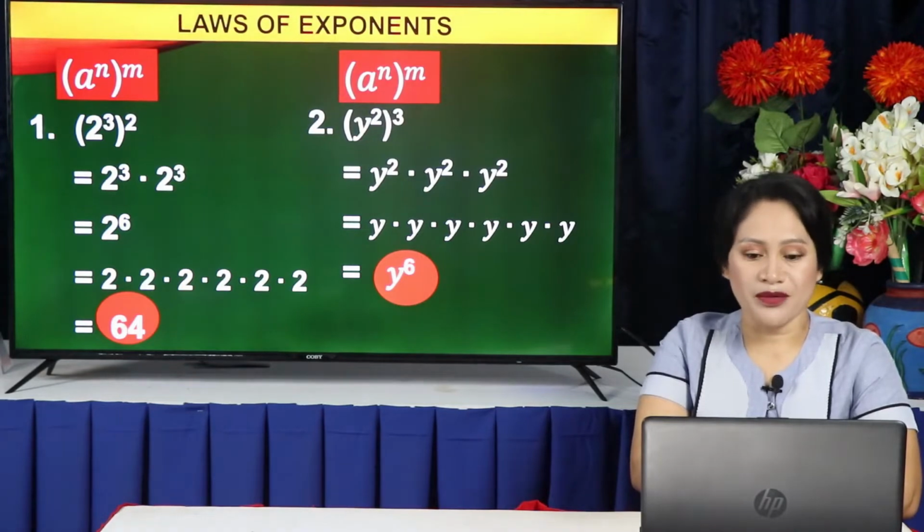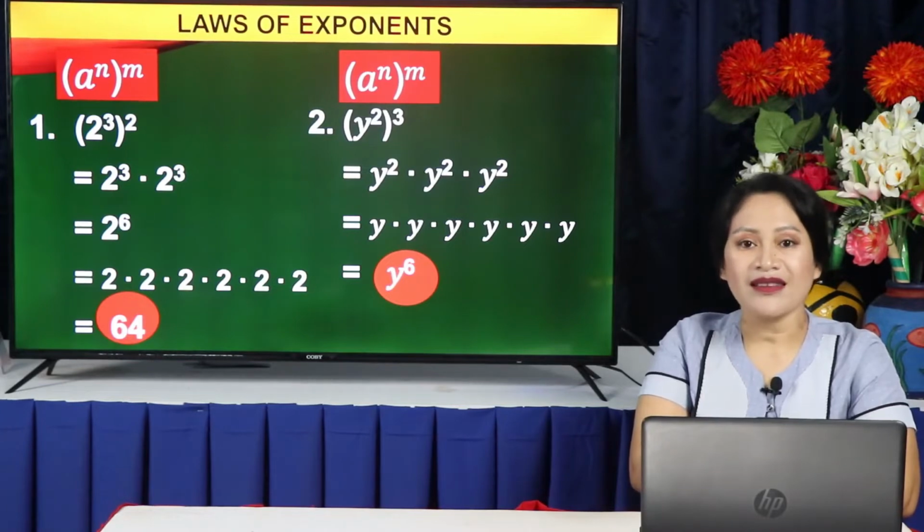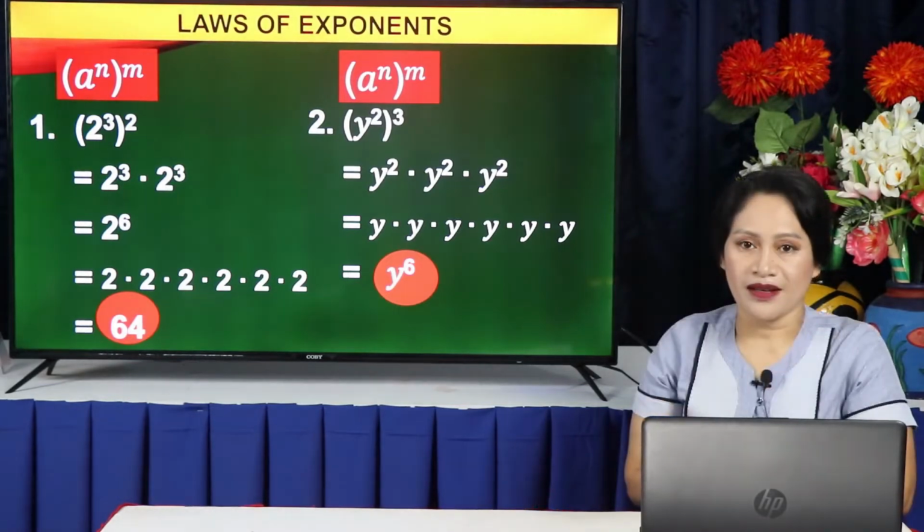For item number 2, you have y squared raised to the power of 3. It becomes y squared times y squared times y squared equals y times y times y times y times y times y. Finally, it becomes y to the power of 6.